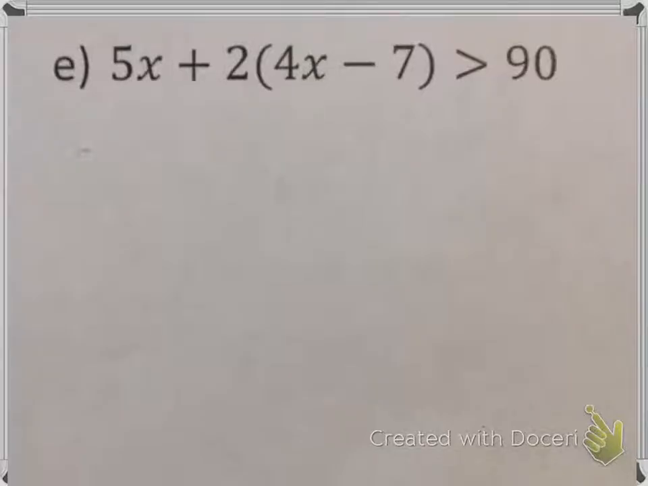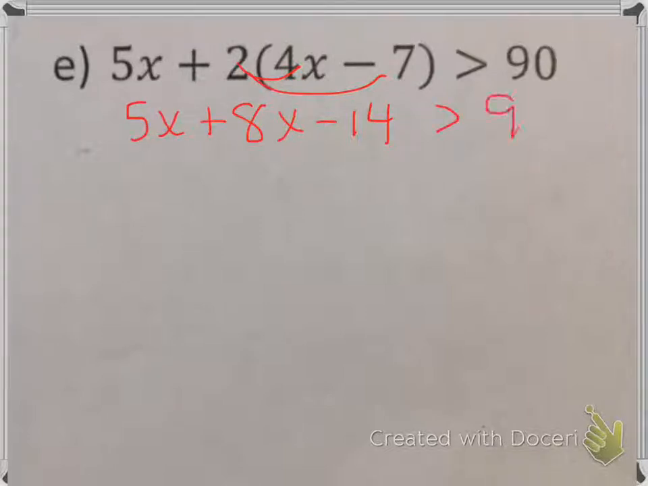All right, they just keep getting harder really is what's happening here. So this next one, again, we're just distributing that 2 through the parentheses, isolating the variables, getting it by itself, solving the equation. So 2 times 4x is 8x. 2 times the -7 is a -14. I still have that 5x out in front. And I still have that greater than 90 back behind.